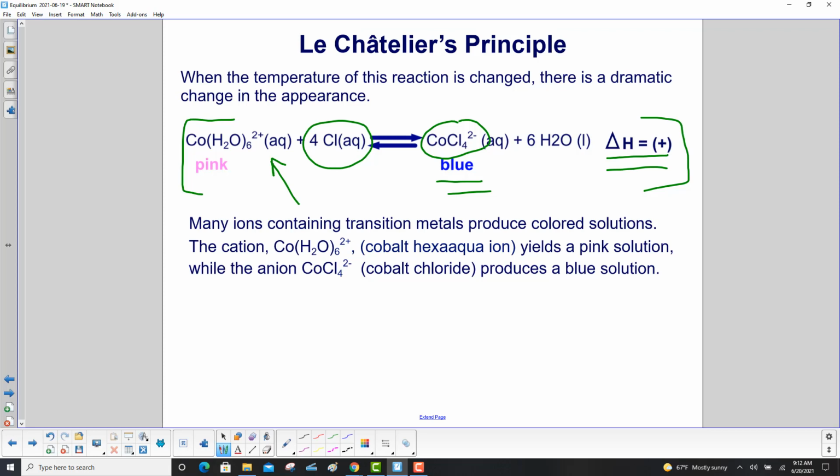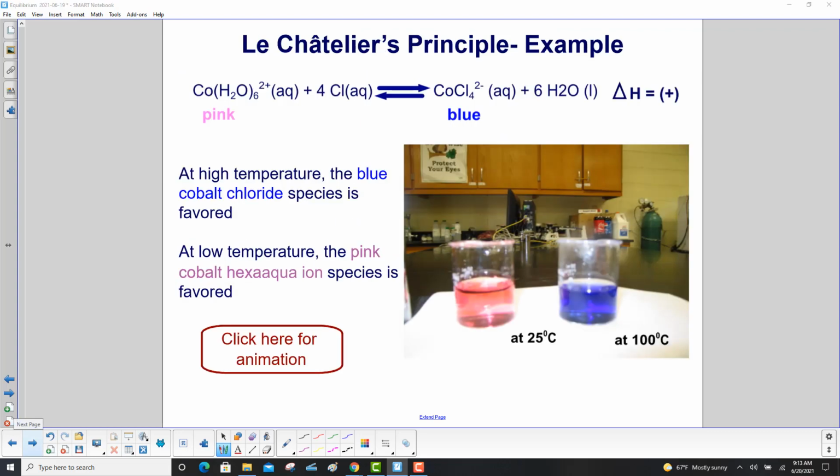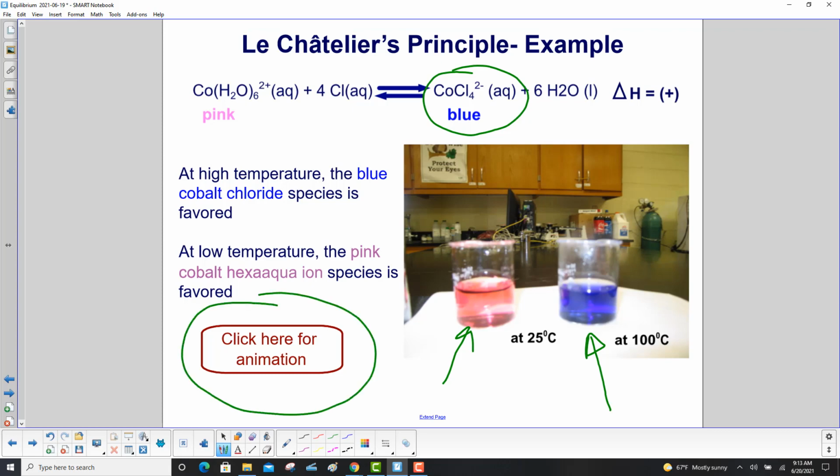Many ions containing transition metals produce colored solutions. And that's what we just said here. We have a pink solution here and a blue one here. At high temperature, the blue species here is favored. So you have 100 degrees Celsius here, and the solution is blue. At low temperature, the pink species is favored, and you can see that. So please click here for a nice animation.